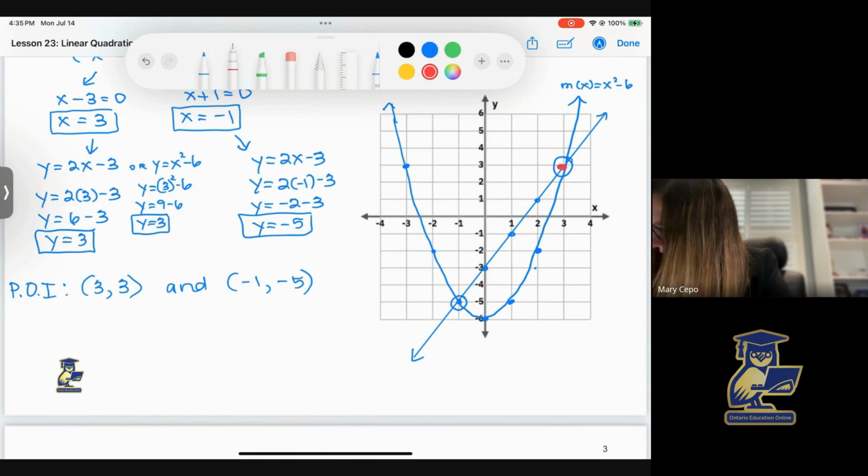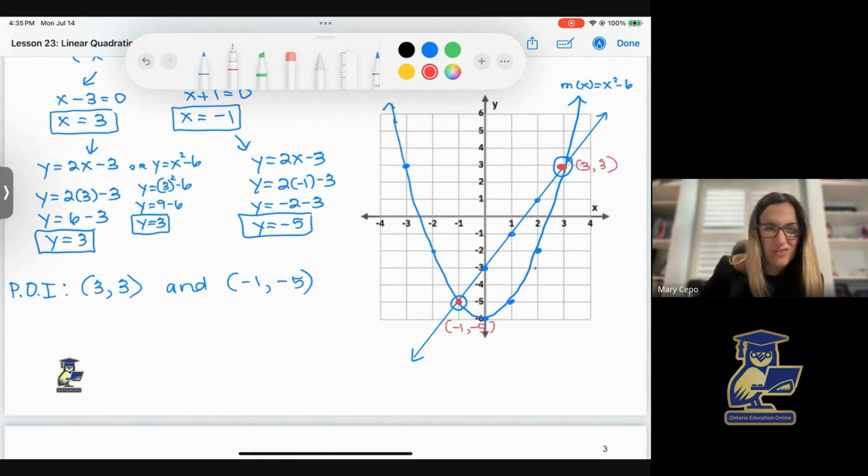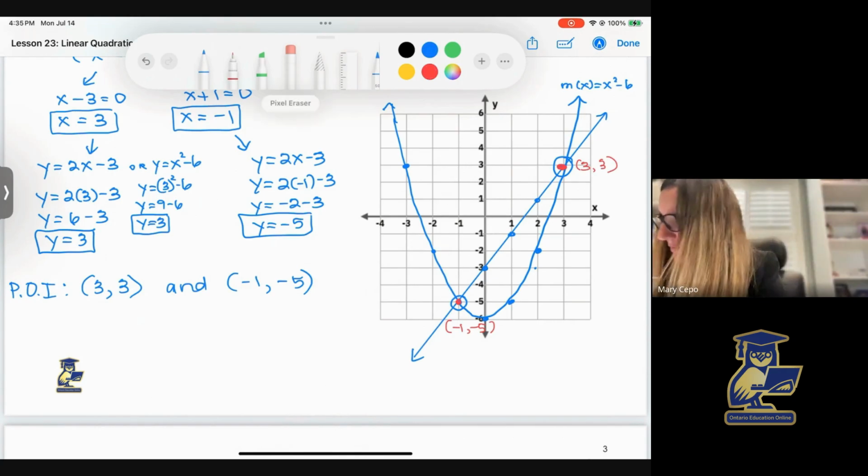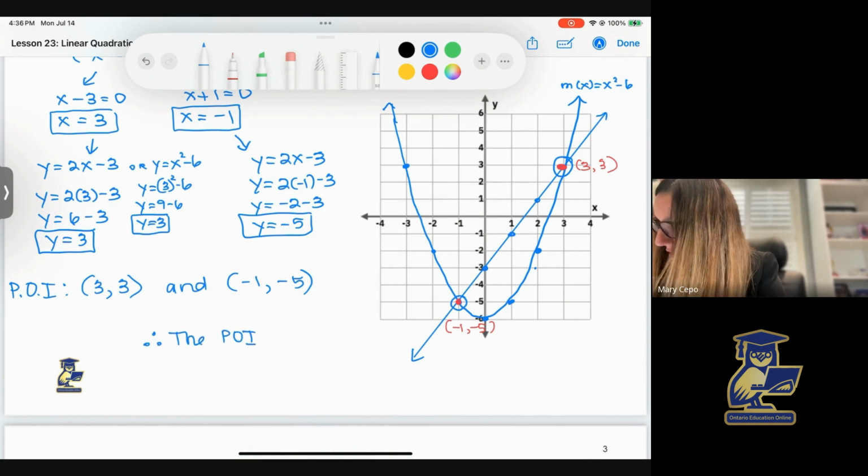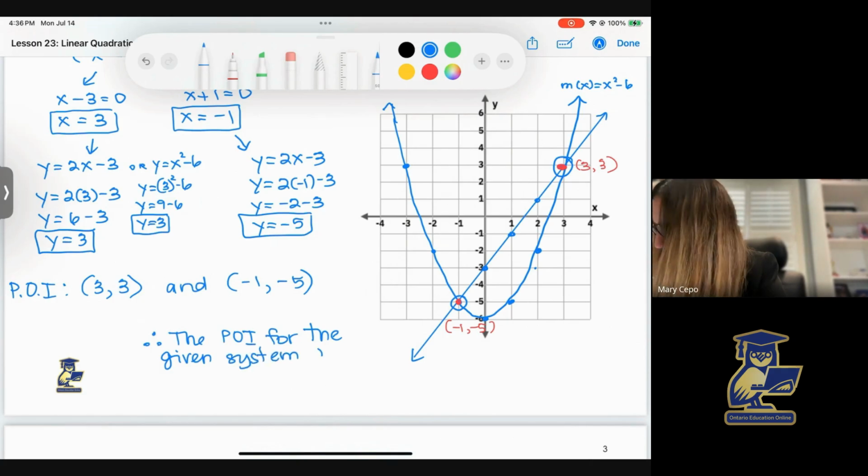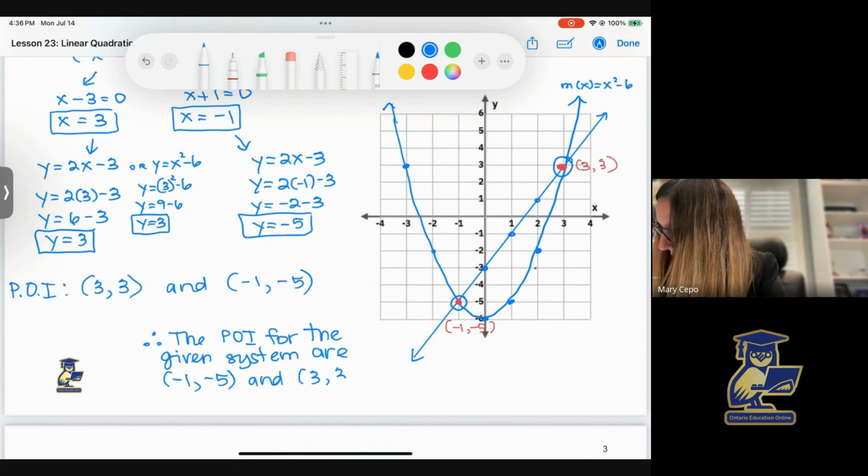3 and 3, negative 1, negative 5, and that again is 3 and 3. So we've actually proved it graphically as well. So we can say, therefore, the points of intersection for the given system are negative 1, negative 5, and 3 and 3.